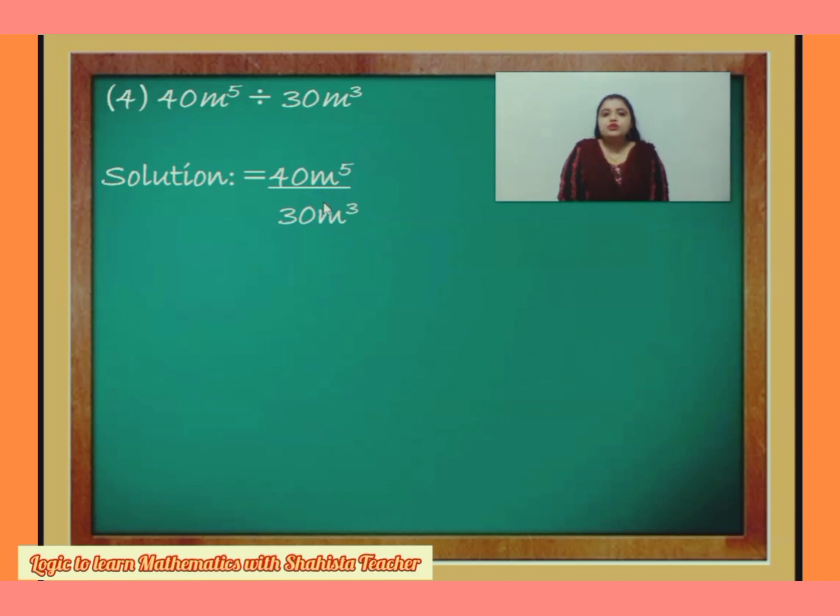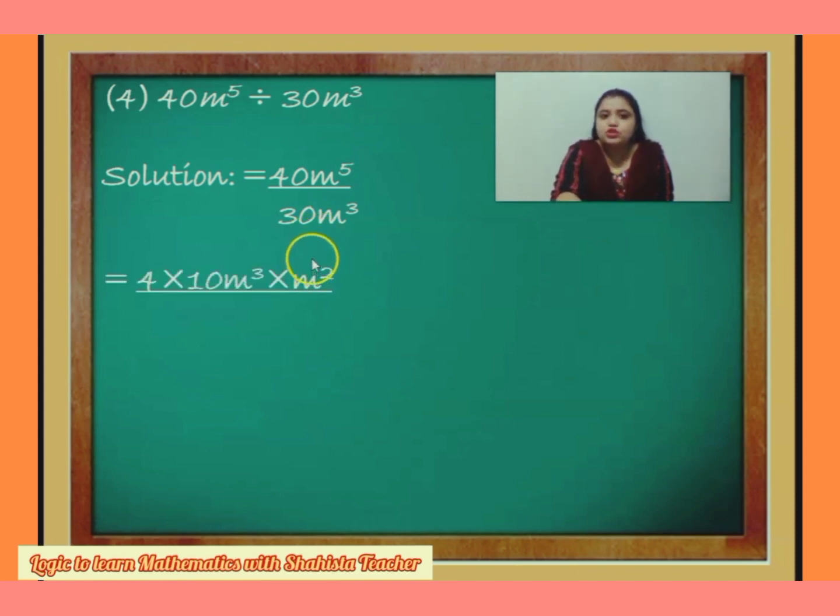After this we have to divide these two terms. So 40 multiplied by m into m into m. We can take it like this: m square multiplied by m cube, because again we have to take a common numerator and common denominator. Since the denominator m cube is given, the same thing we take in the numerator. So 40 m square multiplied by m cube, divided by 30 m cube.